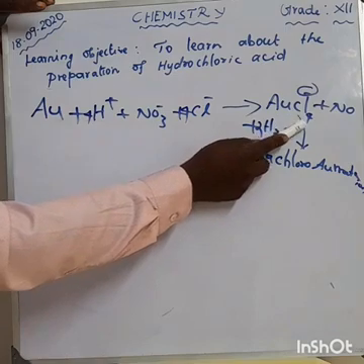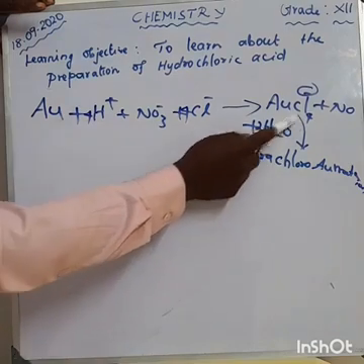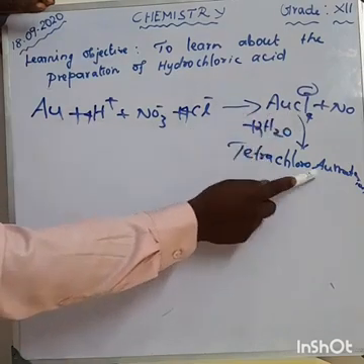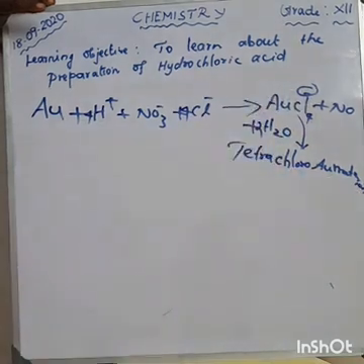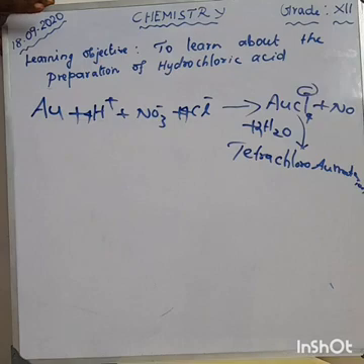How can you say the name of the compound? 4 chlorine atoms are there, so we say tetrachloro. For gold you should say aurate. Since it carries a minus charge, it should be ion. So the name of the compound is tetrachloroaurate. Do you have any doubt about writing this equation? If you have any doubt, please call me. Okay.